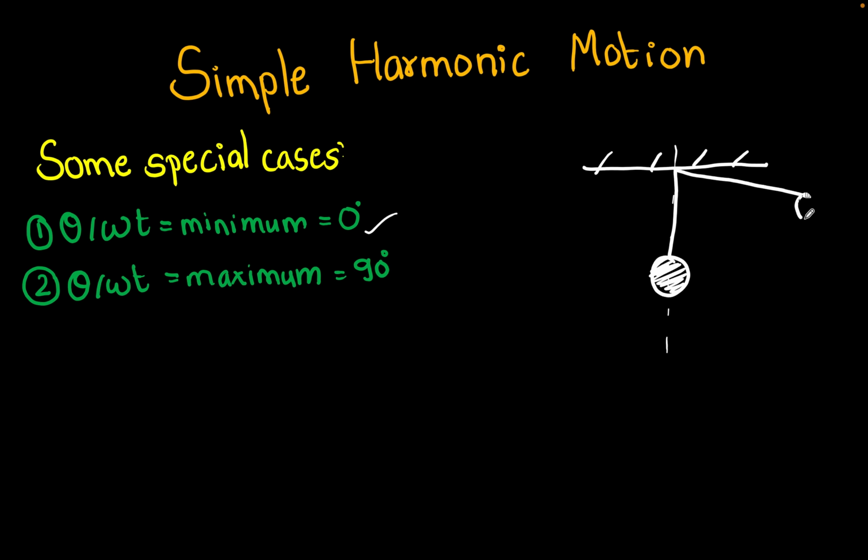Let's suppose when it's here it's going to be 90 degrees, and let's see what will happen when theta or omega t is 90 degrees. Let me just draw the simple pendulum in the next slide real quick. All right, here is our simple pendulum.